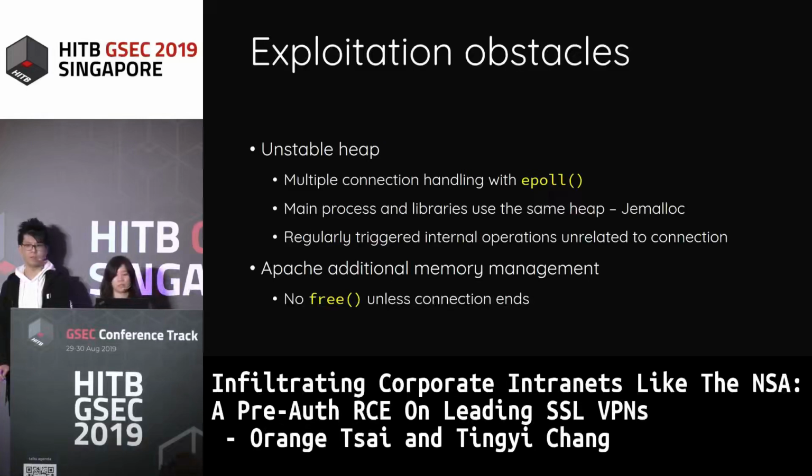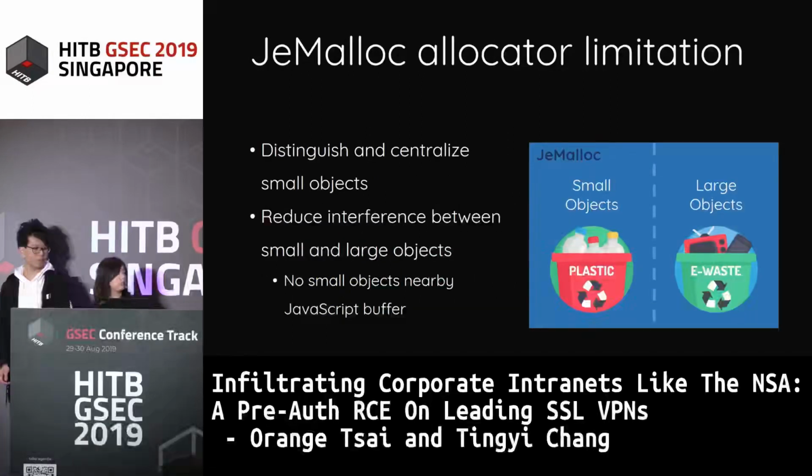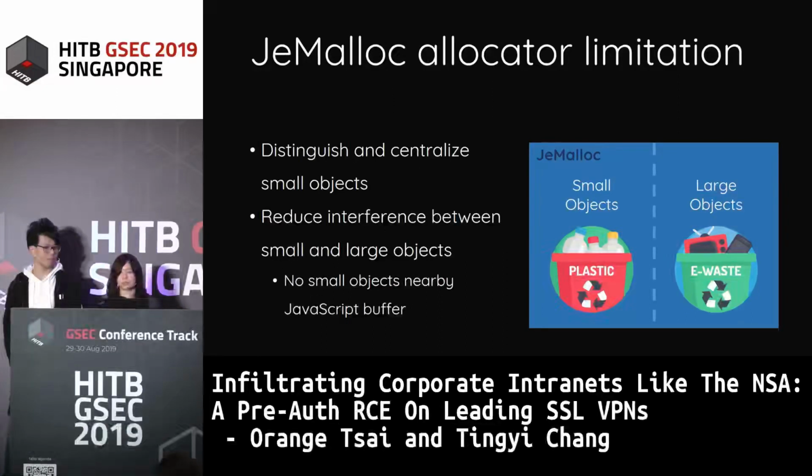And there is something even more ironic. Apache implements an additional memory management, so there is no free until the connection ends. We cannot arrange the heap in a single connection. The allocator also limits our exploit. It's called jemalloc. It centralizes small objects and maintains these objects with a bitmap. This effectively reduces the interference between small and large objects. It also limits our target options. It's hard to put small objects nearby our buffer.